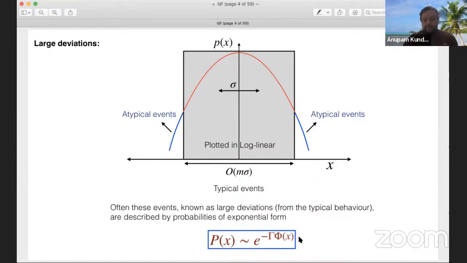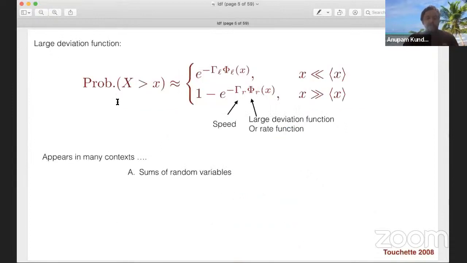These exponential forms are more accurately described in terms of the cumulative probability. Where this is a random variable, we ask what is the probability that this variable has a value greater than x. That probability is exponentially small if that value is much, much larger than the mean, and it approaches 1 exponentially if that value is much, much smaller than the mean. This L represents the left of the mean, and this R represents the right of the mean. These constants are called speeds, and these functions are called large deviation functions.